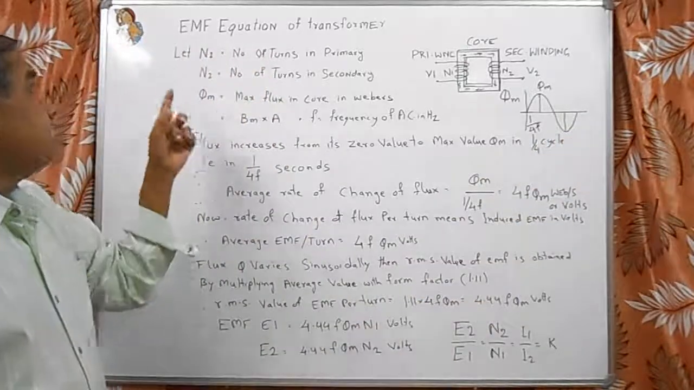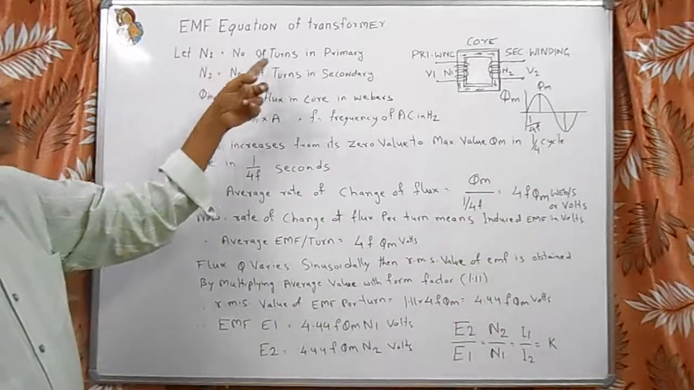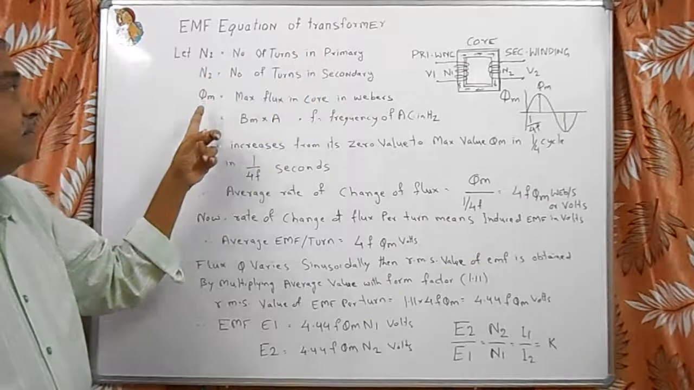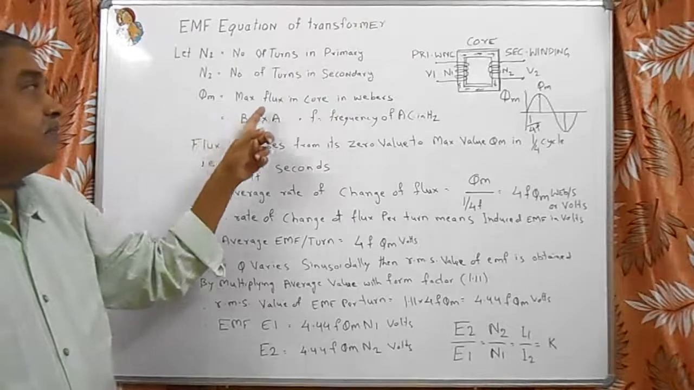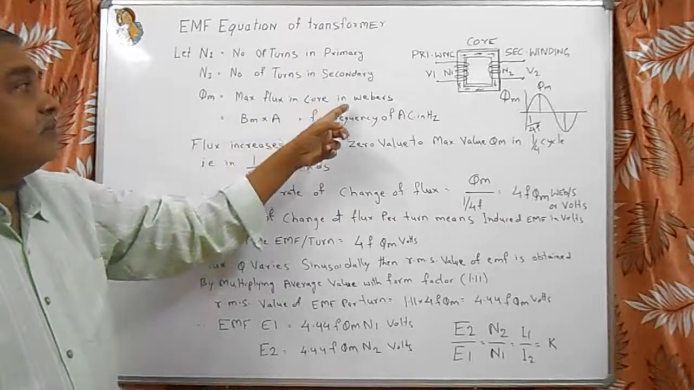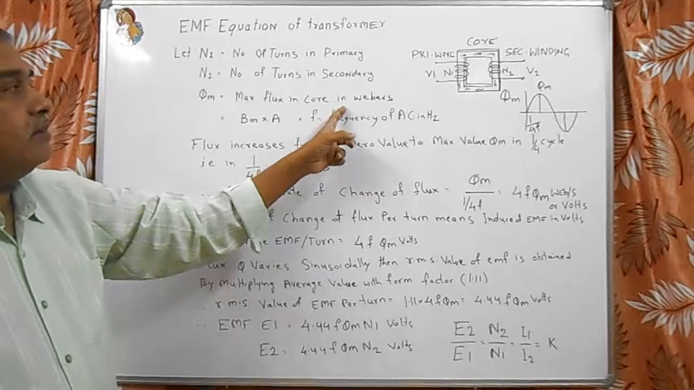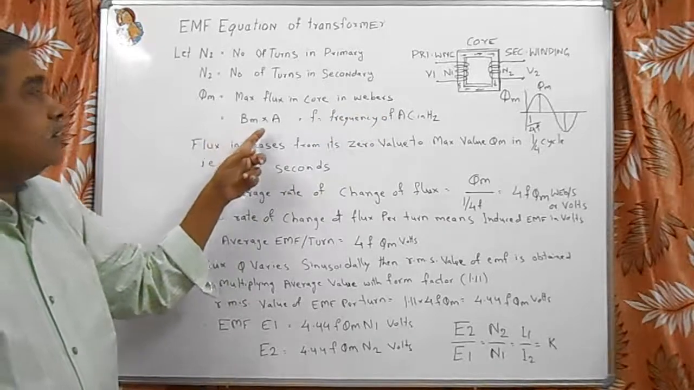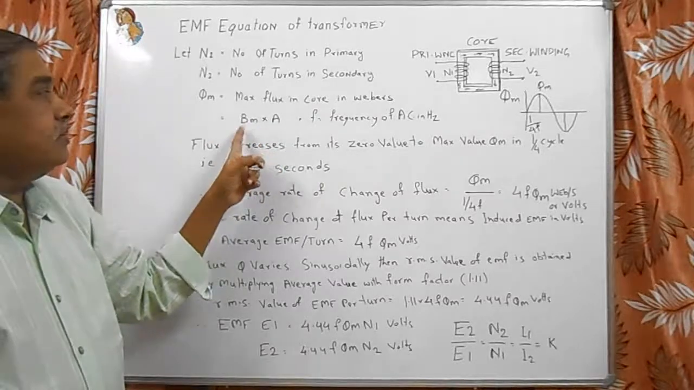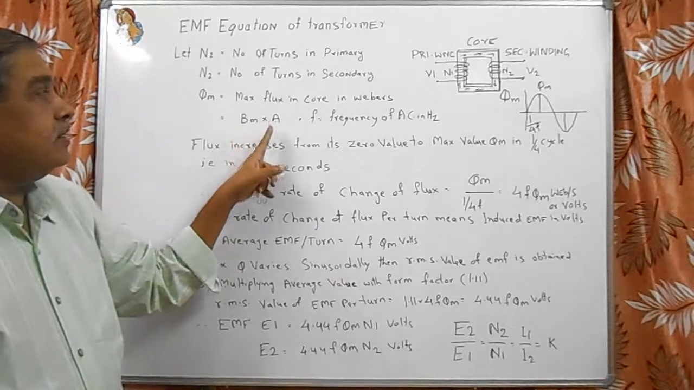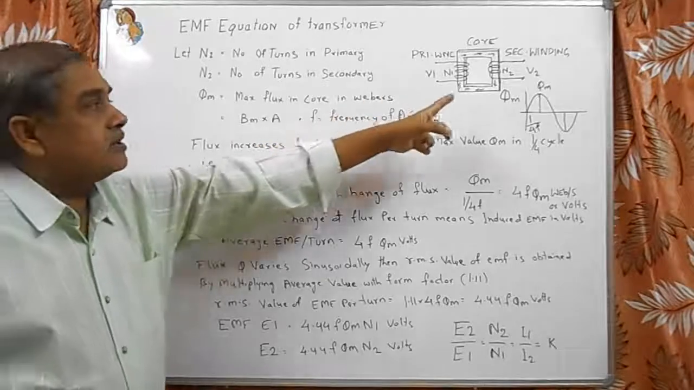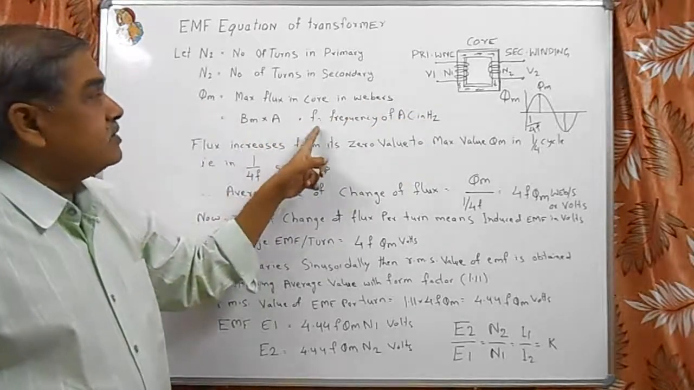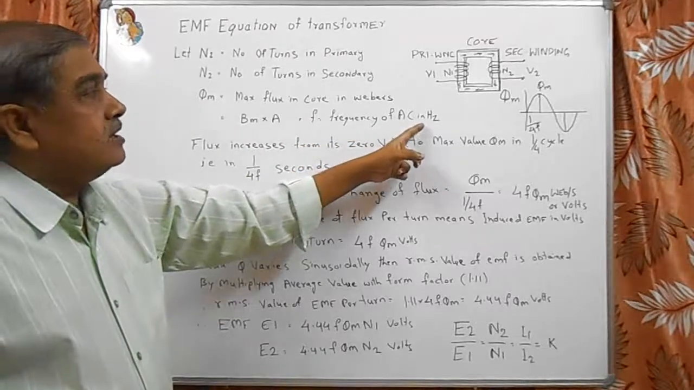Here let N1 be the number of turns in the primary winding, N2 the number of turns in the secondary winding, and phi max the maximum flux in the core. Unit is Webers. This phi max is equal to Bmax into area A. Bmax is maximum flux density, A is the area of cross section of this core, and phi max is the total maximum flux. F is the frequency of the applied AC current.